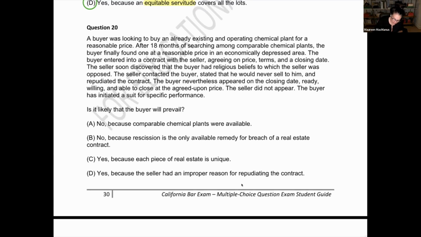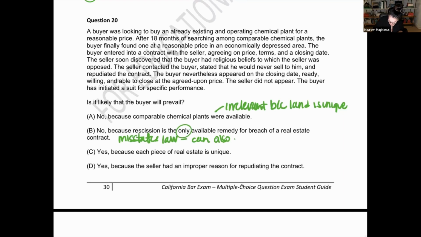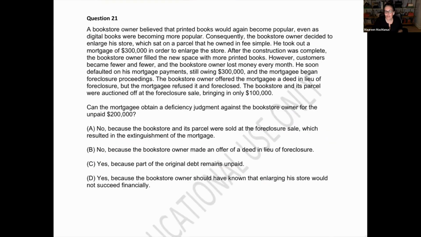So A, no, because comparable chemical plants were available. It's irrelevant because land is unique. B, no, because rescission is the only remedy available for breach of a real estate contract. This misstates the law. You can also get specific performance. There's other stuff too. Also, this is an absolute, right? We don't like that word. You might want to list out all of the options. C, yes, because each piece of real estate is unique. That's correct. And D, yes, because the seller had an improper reason for repudiating. The reason is irrelevant. You can't do it. And it looks like most of you got that one.